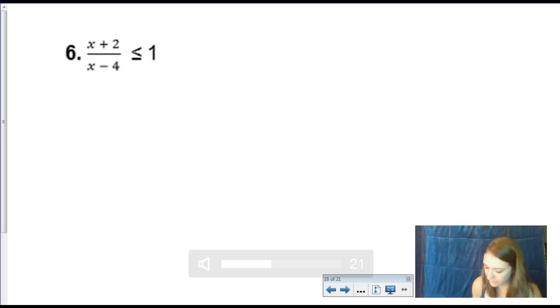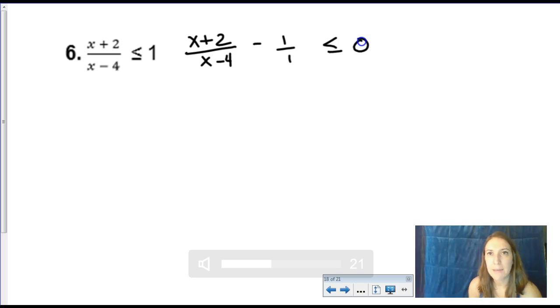Oh, finally, got the equal to bar. Okay. So we're going to subtract the 1 over, because even though it looks like it's real basic, it's not quite in rational form yet. And then we're going to realize we need to get common denominators. So I'm going to multiply this fraction by x minus 4.